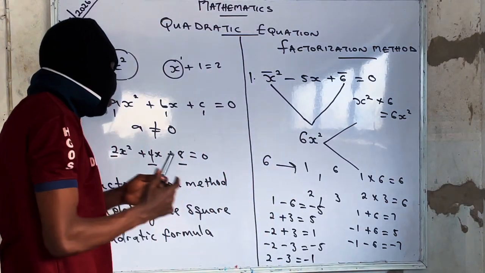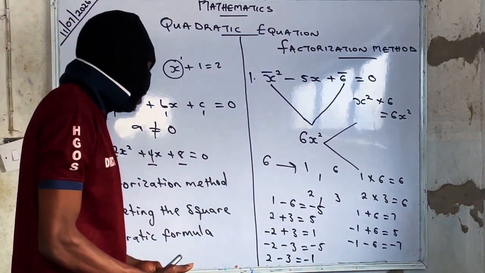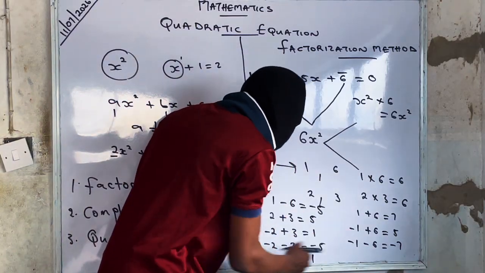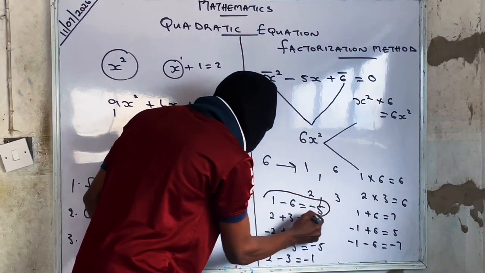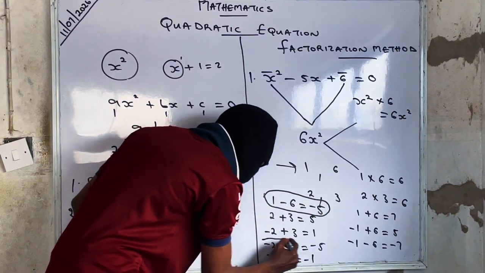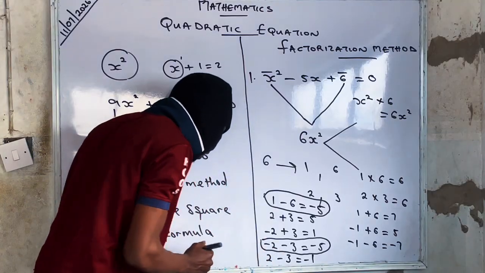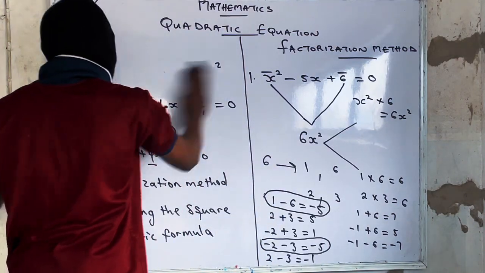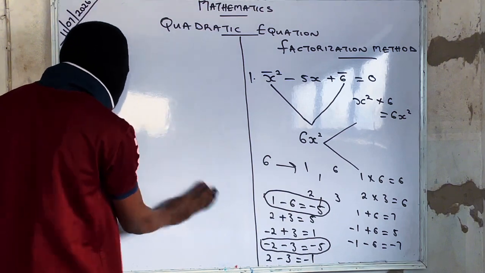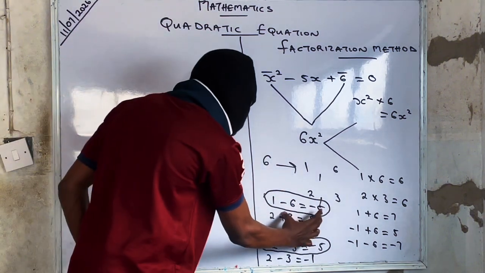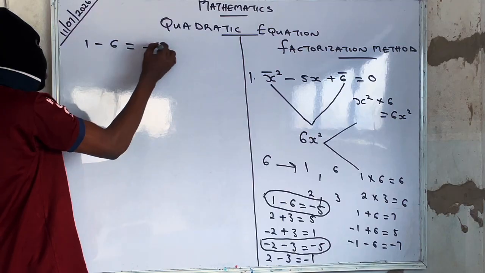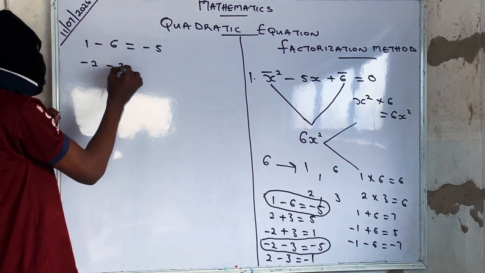Now if we look at it, we have used 1 and 6 and we have also used what? 2 and 3. And we are looking for the one that will give us minus 5. Let's check for 1 and 6. We have one that gives us minus 5 here, which is 1 minus 6. We also have another one that gives us minus 5, which is minus 2 minus 3. You can see that we now have 2 pairs that give us minus 5, which is 1 minus 6, and also minus 2 minus 3, which also gives us minus 5.